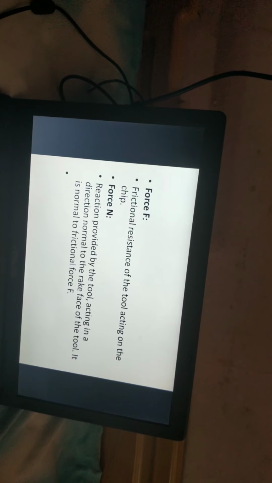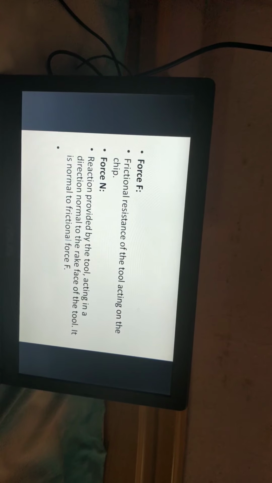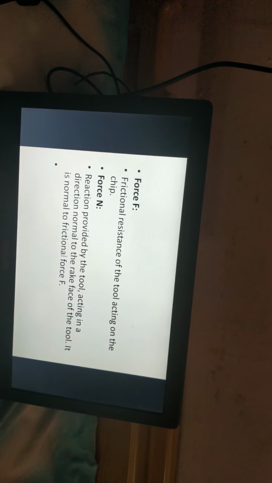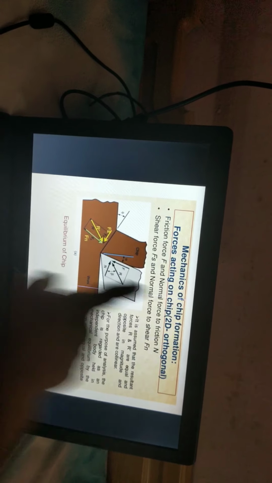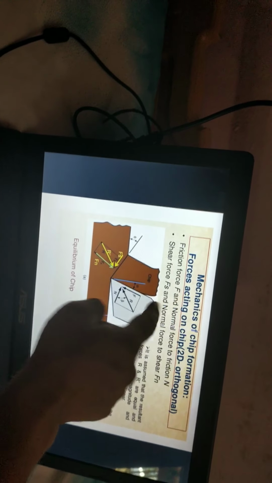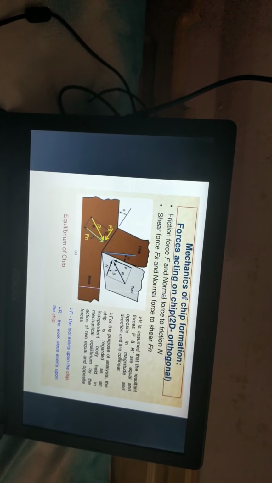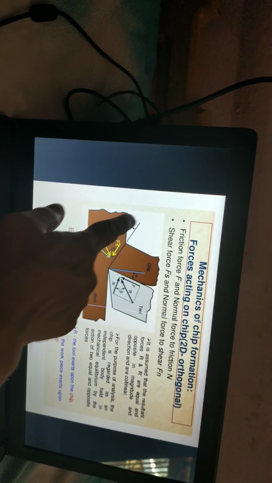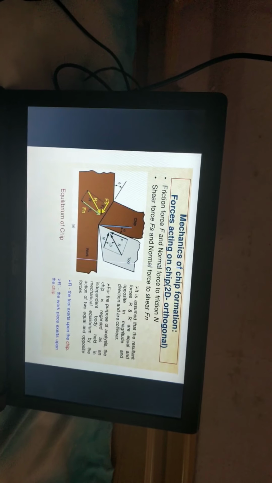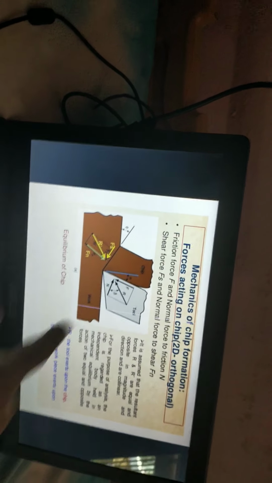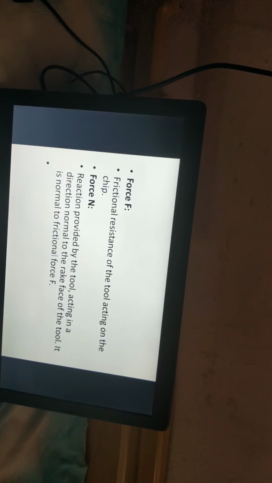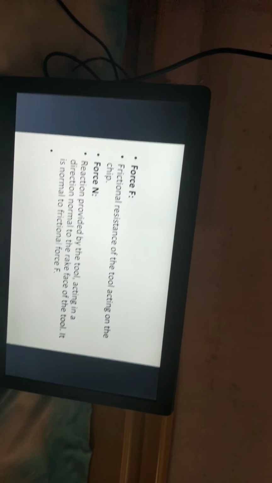Then the frictional resistance of the tool acting on the chip is F. The chip is going in the upward direction, so F will be opposite to that direction. Here also, if the chip is moving in this direction, Fs will be acting in this direction, and Fn is normal to this force. N is the reaction provided by the tool acting in the direction normal to the rake face, and it is normal to the frictional force.